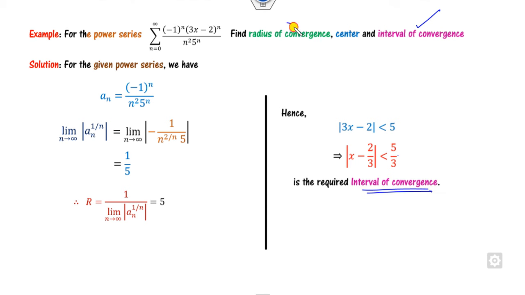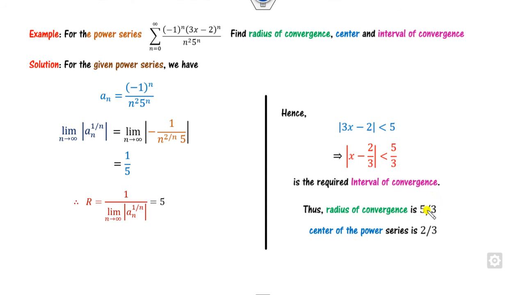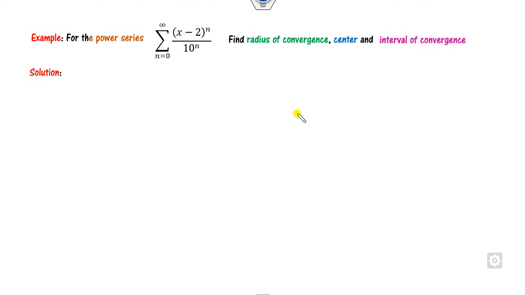What is R? How can you find the radius of convergence? Whatever comes here is called the radius of convergence. Whatever comes here is called the center of the power series. Now we will solve the same kind of examples throughout.